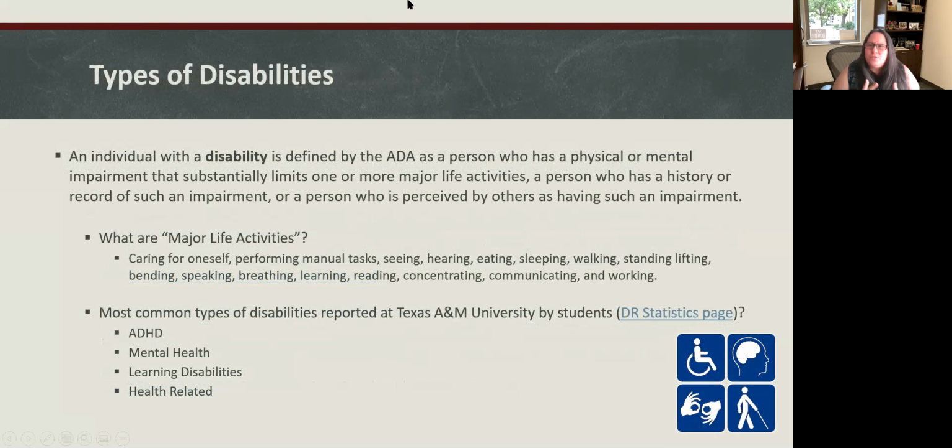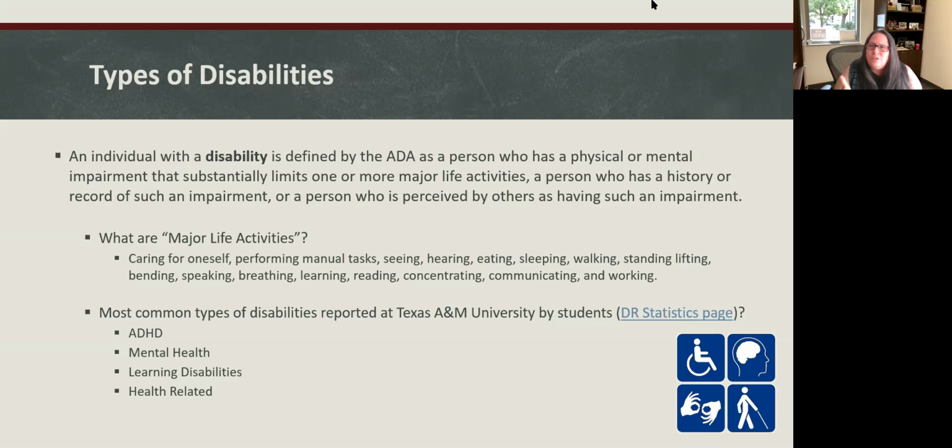I think most people know this, but just as a quick review, we're talking about the types of disabilities that are out there. So an individual with a disability is somebody who has a mental or physical impairment that substantially limits one or more major life activities. It also could be a person who has a history of an impairment or a person perceived as having an impairment.